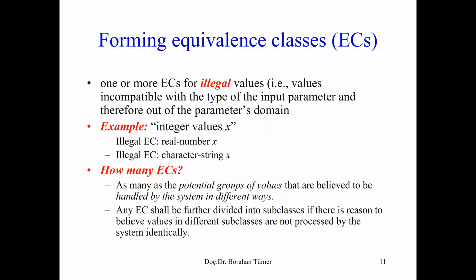4 equivalence classes, right? Why? Because out of all these infinitely many input values, we can extract only 4 different ways the system behaves. So that means we have to extract 4 equivalence classes. That is what this first remark tells us. Any EC shall be further divided into subclasses if there is reason to believe values in different subclasses are not processed by the system identically.